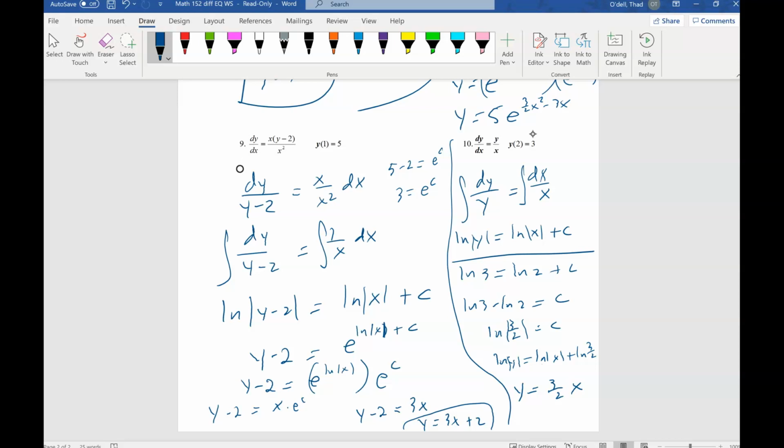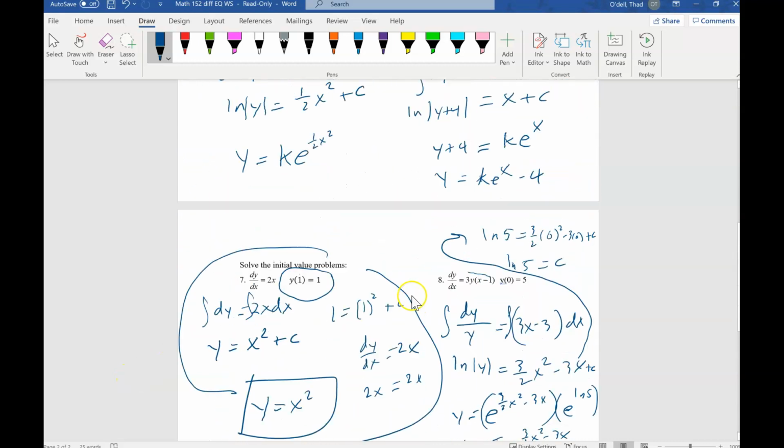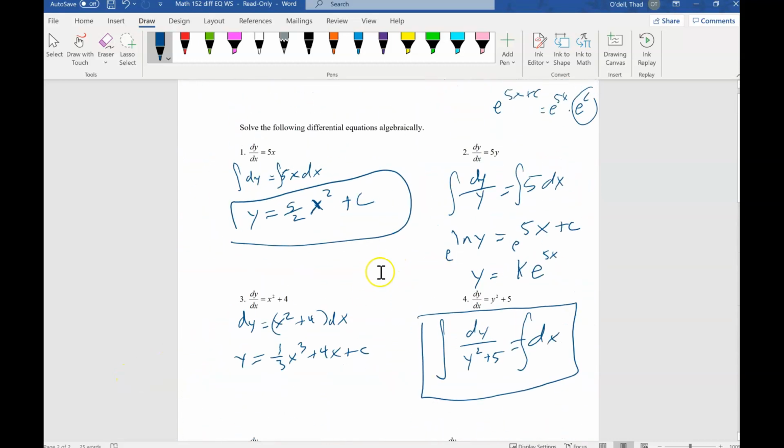All right, that's a video on solving differential equations, both with initial value and without initial value, which means we just get a general solution.